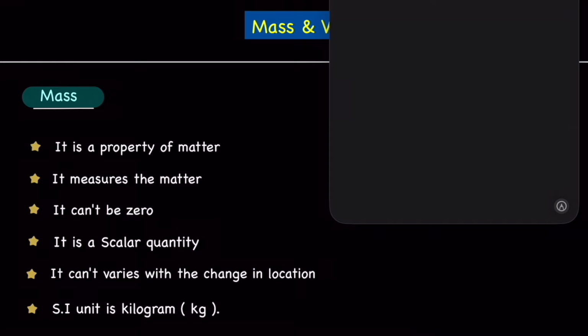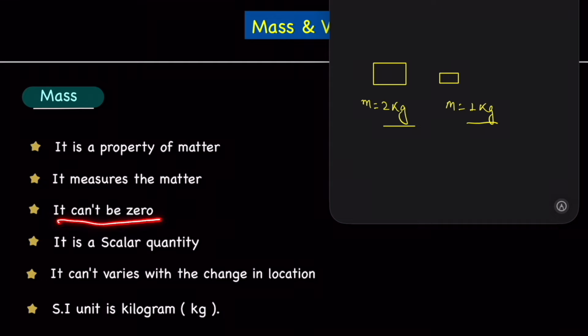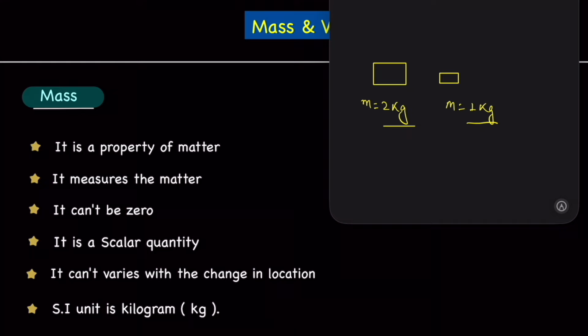Next property is it measures the matter. Like I explained previously, if we take a heavier object or a lighter object, through mass we can measure the matter. Suppose this is 2 kg and this mass is 1 kg. So we can measure the matter. Next property is mass can't be 0, because every object around us is matter and matter must have a mass. So mass can never be 0. If you take any matter, it must have a certain mass.